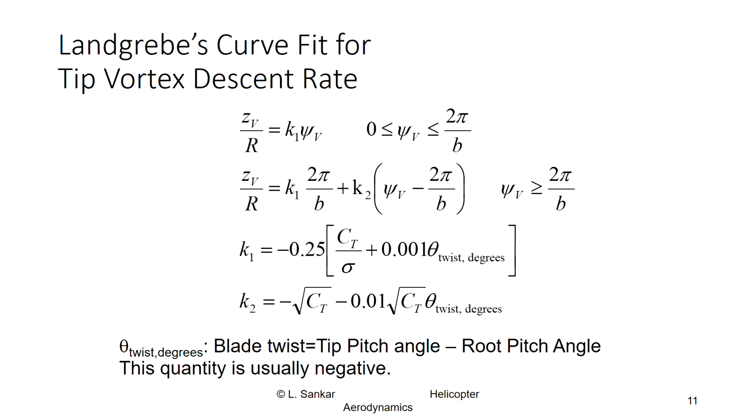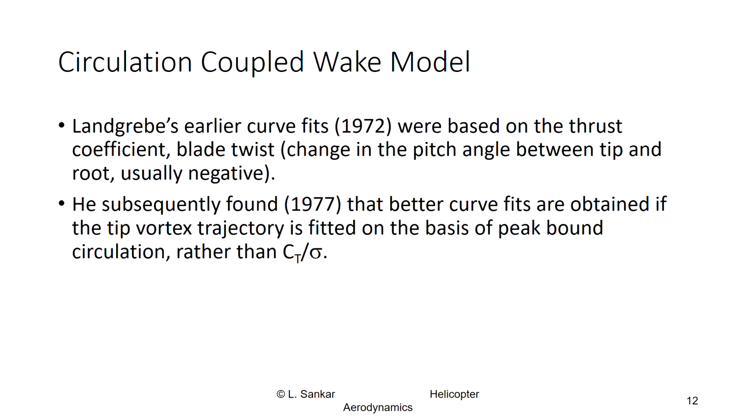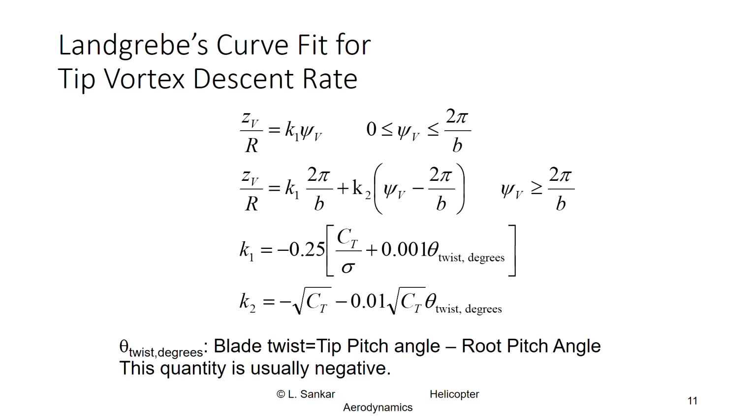Okay, you have computed the tip vortex structure. Now what? What do you do with it? By the way, earlier curve fits were based on the circulation gamma, in fact the peak circulation gamma peak, rather than CT over sigma. Regardless, you have to know the circulation or the sectional lift to compute the thrust. And then once you compute this thrust, you can solve for these constants.